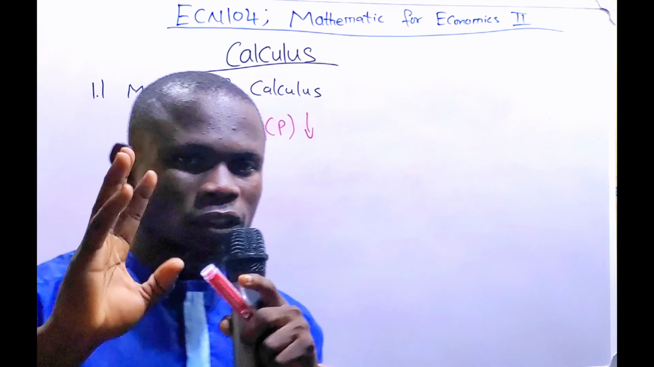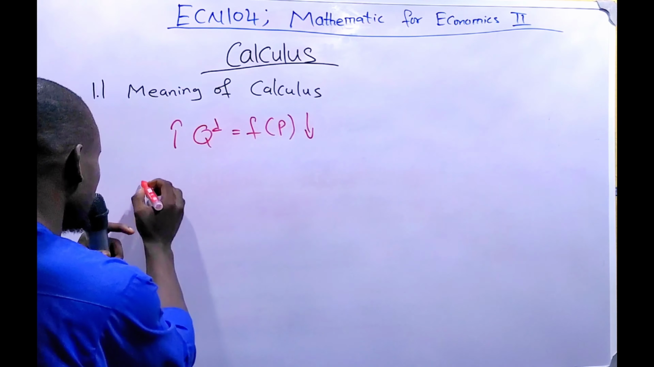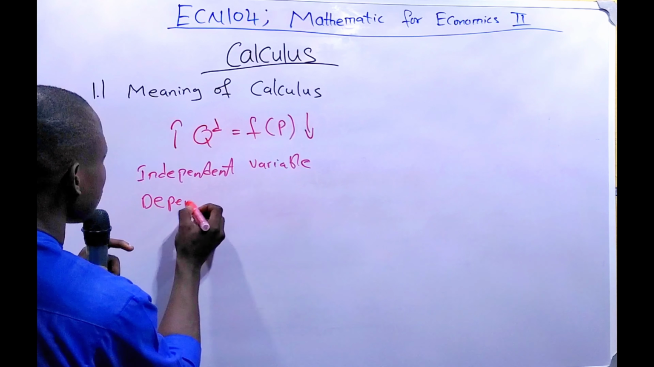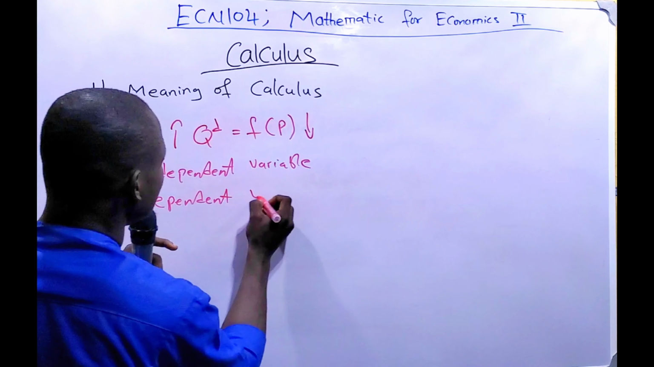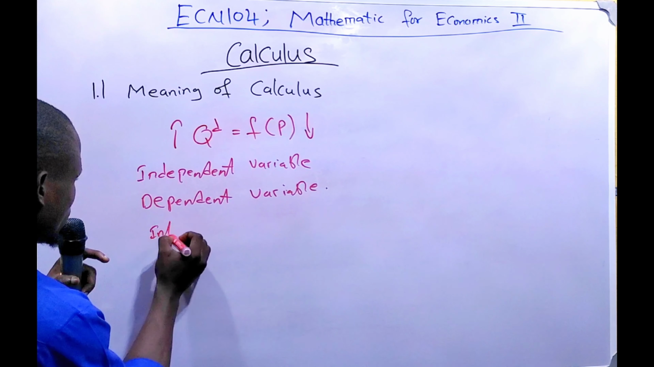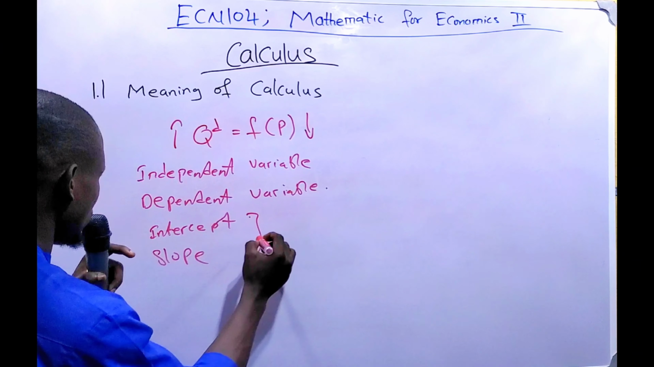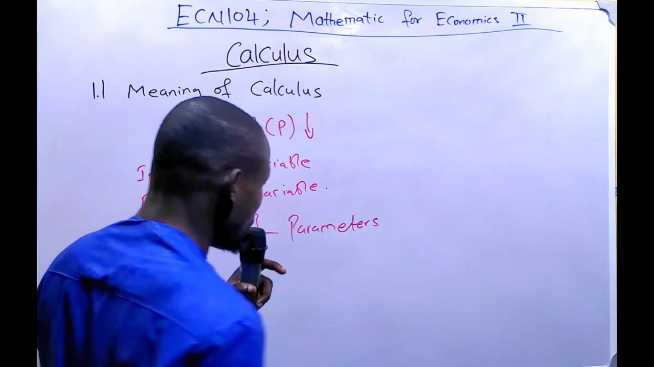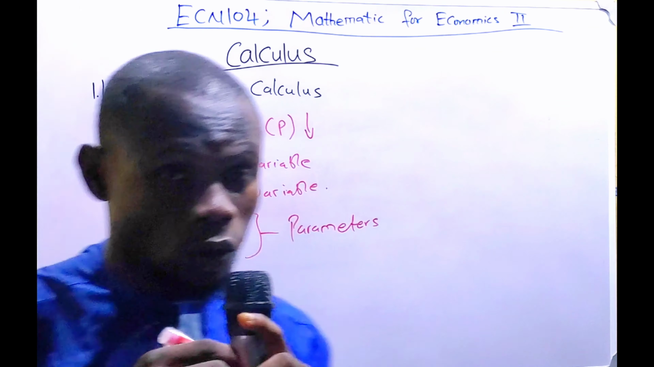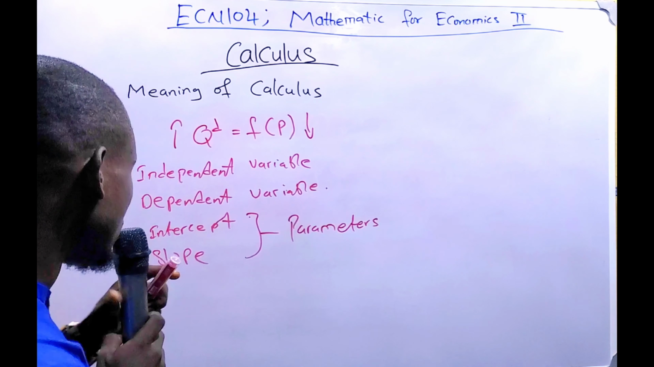Now, the basic elements of this equation: number one, you have what we call the independent variable. Two, you are going to have what we call the dependent variable. You have the intercept. Then you are going to have the slope. These two are called the parameters. Now, what am I saying? We are going to have the independent variable.